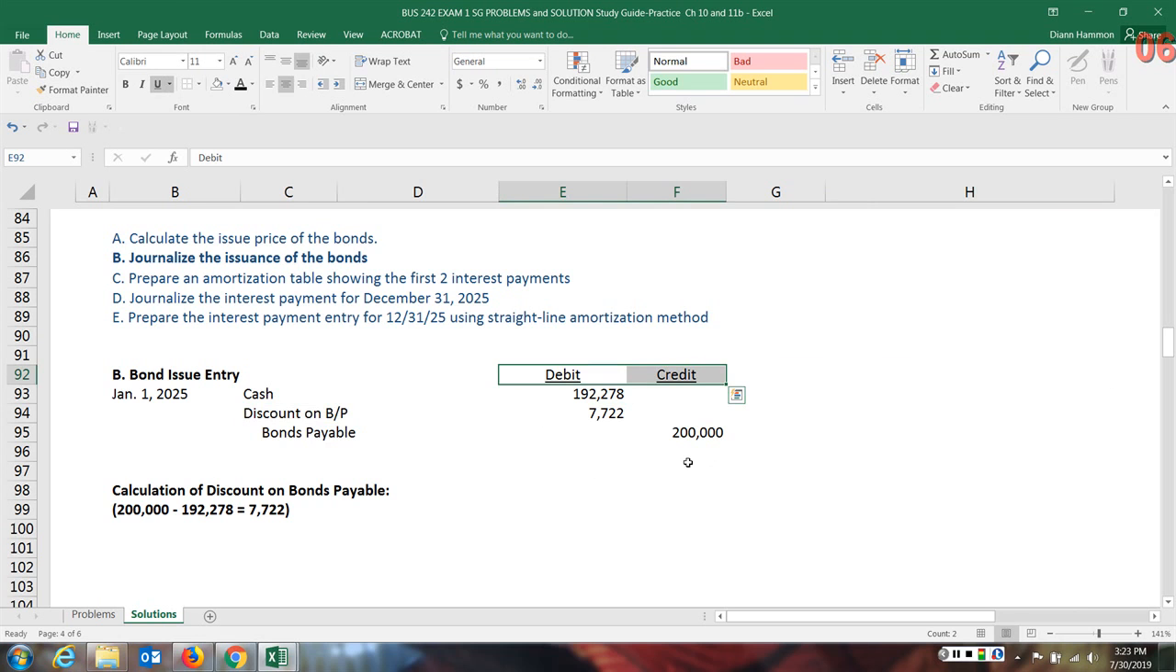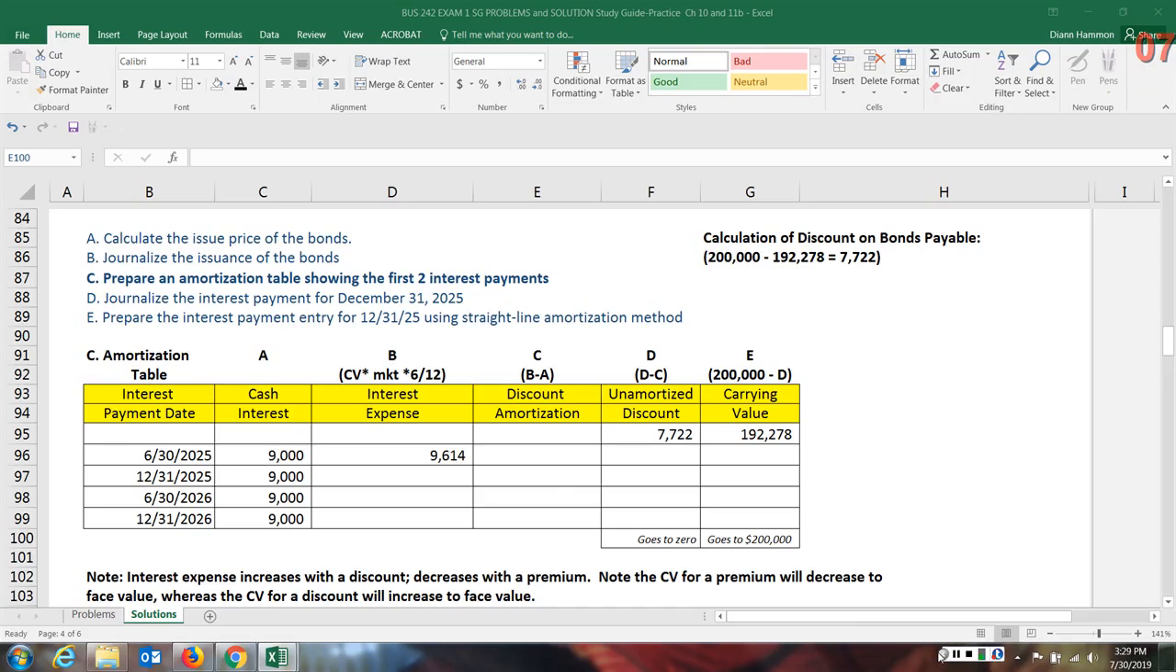$7,722. Letter C asked us to prepare an amortization table showing the first 2 interest payments. I've set this table up so that we can go through the first 2 years, which would be the first 4 payments, just so you can get a good feel and understanding of how the numbers would work. So we have our carrying value. This is $200,000, the face amount, minus the amount that the bond was discounted on the front side.